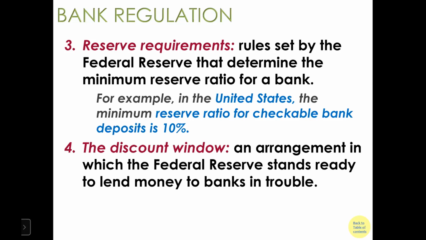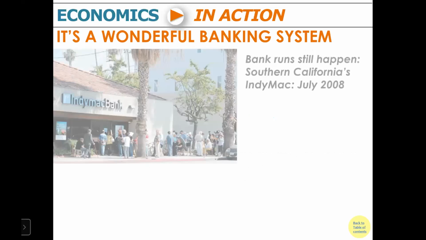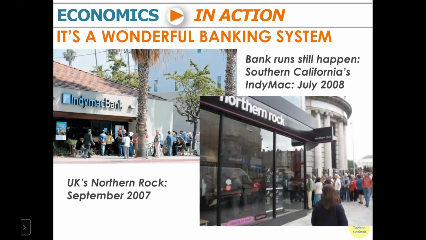So the last regulation is called the discount window. This is just in case the bank is really in trouble, and the bank has a place to ask for help. It's like a last resort. This is a place where the central bank can lend money to a troubled commercial bank. So those are the banking regulations.